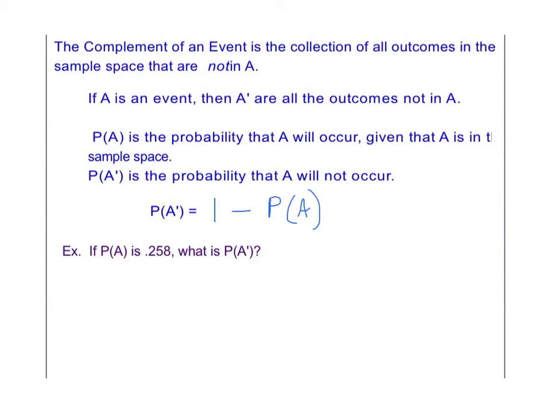So, for example, if the probability of the event occurring is 0.258, which a probability can be a fraction, it can be a decimal, it can be a whole number, and so it'll be somewhere between 0 and 1. Then what is the complement? Well, I would do 1 minus P of A, which is 1 minus 0.258, and on the calculator that would come out to be 0.742, so therefore it would be more likely that the complement would happen than the actual event.